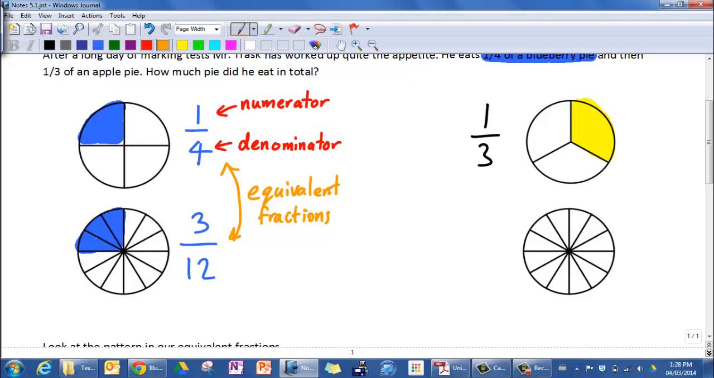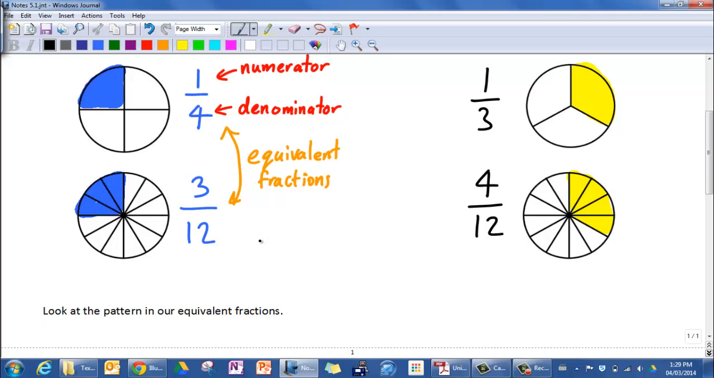I can do the same thing with my apple pie. And if I take a look at my apple pie that was initially 1/3 of a pie, that would have a shape something like this. And we can see that that makes up 1, 2, 3, 4 pieces of pie out of a total of 12.